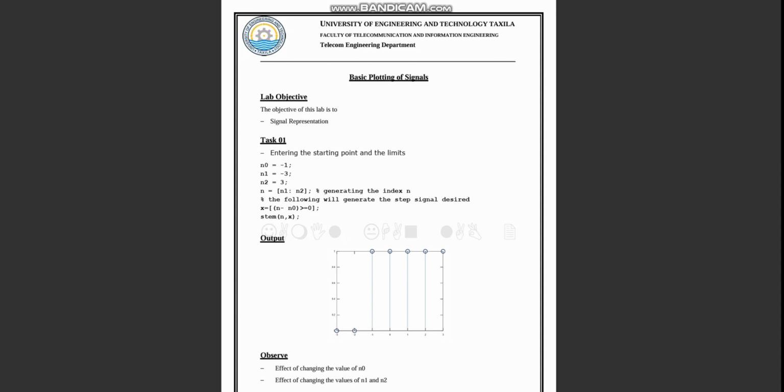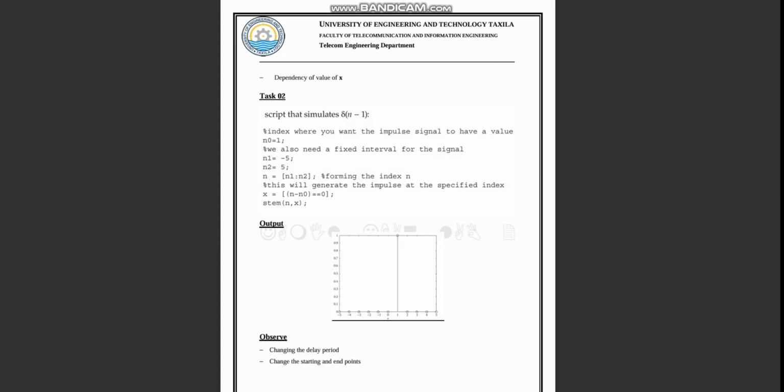In task number 1, we have been given the code and we have been asked to observe the effect of changing the value of n0. Secondly, the effect of changing the values of n1 and n2. And thirdly, the dependency of the value of x.